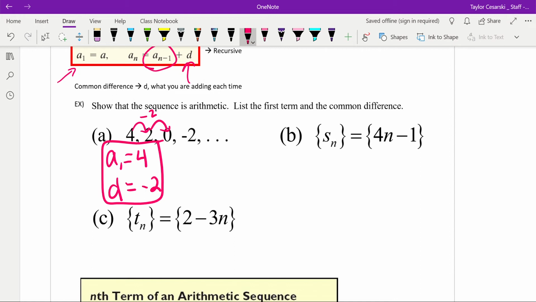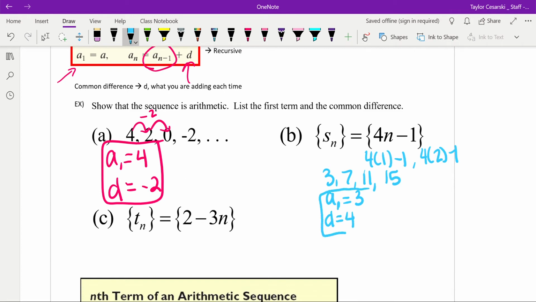Alright, so I think the easiest way to do these is to list out your terms first, because you see how easily we were able to do that in part A. So I'm going to go ahead and list out. 4 times 1 minus 1 is 3. 4 times 2 minus 1 is 7, and then 4 times 3 minus 1 is 11, and then 15. Okay, so you can see here my first term is 3, and my difference, I'm adding 4 each time.